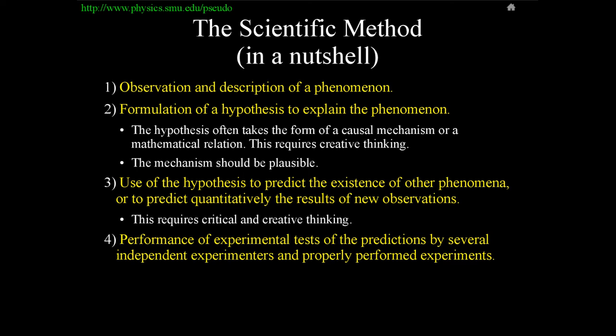No invisible fairies that can't be detected because they give off no heat and light and things like that. Step three: use the hypothesis to predict the existence of other phenomena or to predict quantitatively the results of an observation. So you take your causal explanation and say, if this is an explanation of the phenomenon from step one, then I propose a test to verify that. So observe, try to explain, state the consequences of the explanation, and then finally, step four: perform an experimental test or tests of that prediction by several independent people or groups, with properly controlled and performed experiments.